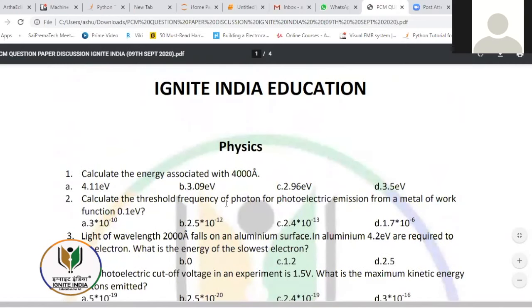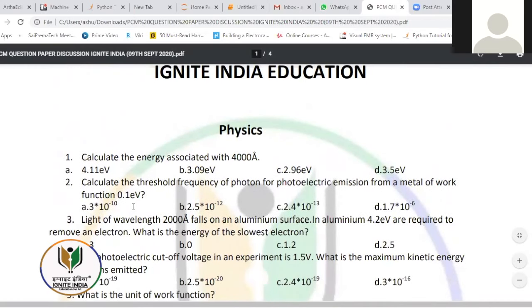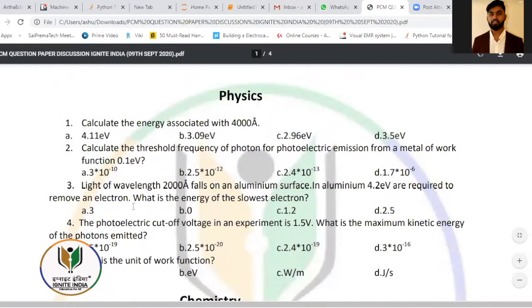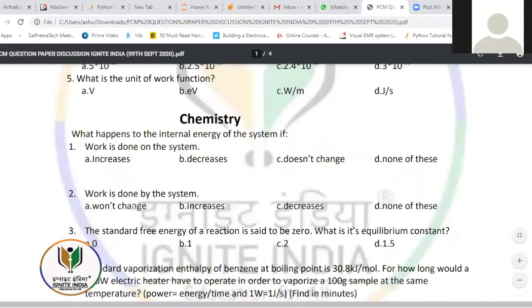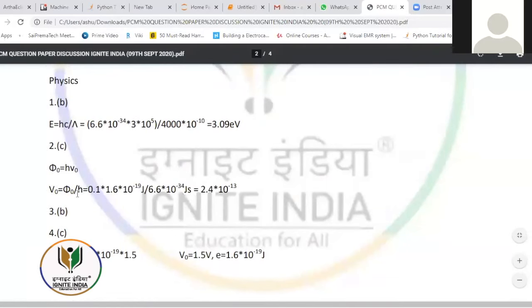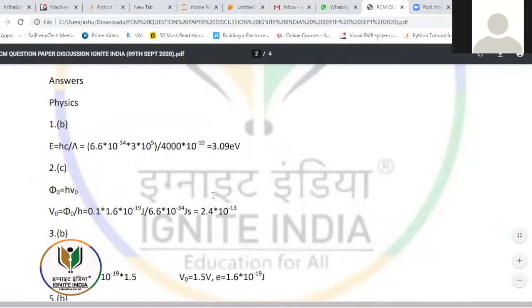Next, calculate the threshold frequency of photoelectric emission from a metal of work function 0.1 electron volt. So threshold frequency is equal to phi naught by h, where h is again Planck's constant. Phi is equal to the energy, 1.6 into 10 raised to minus 19 into the work function 0.1 electron volt. If you divide them both, you will get 2.4 into 10 raised to 13. Okay, this is the threshold frequency.